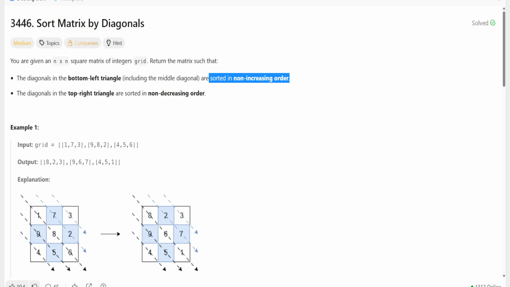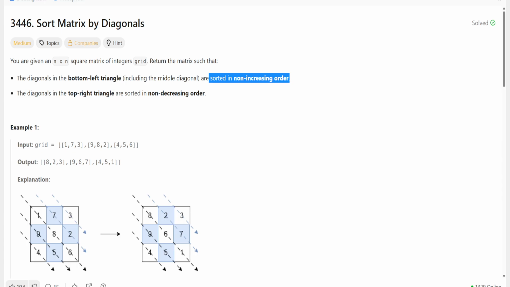And for the top right triangle, shown in the blue color, we sort the diagonals in ascending order. If you observe here, the rows and columns don't get sorted, only the diagonals matter.